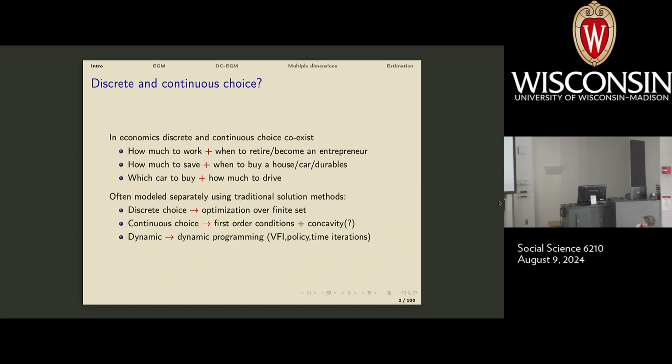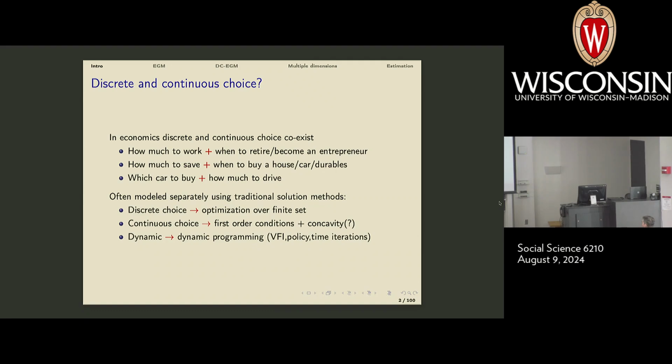The motivation is very simple. Continuous choices are important, right? We tend to model discrete choices separately from continuous choices in different applications. But things like how much to work and when to retire, or when to become an entrepreneur, how much to save, when to buy a house or any other durables, which car to buy and how much to drive. Life is full of important combinations of discrete things that you can do and continuous things that you have to decide. And then, of course, it's useful to consider these choices separately because we have different methods.